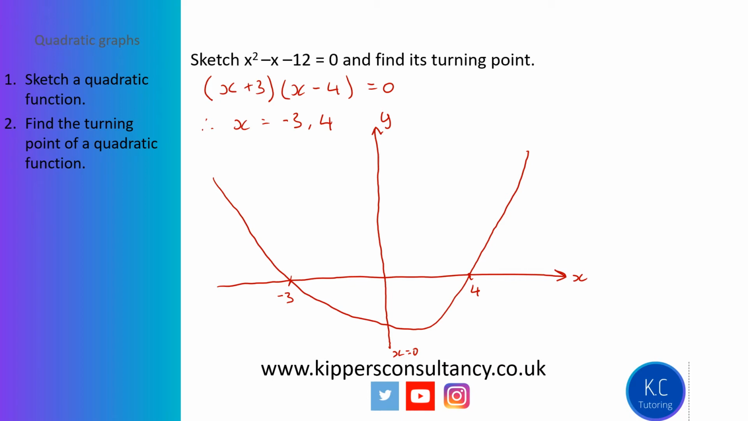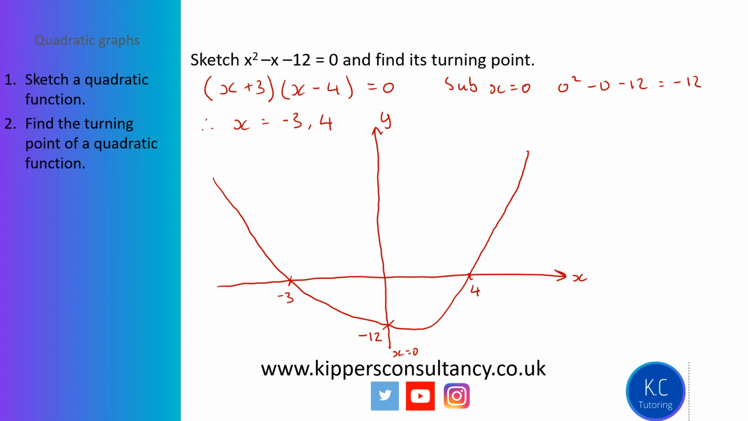To work out where the graph cuts the y-axis, well, the y-axis is essentially the line x equals 0. So if we want to work out where any function cuts the y-axis, we sub x equals 0 into the original function. Doing this gives us 0 squared minus 0 minus 12. That's equal to minus 12. So our quadratic function cuts the y-axis at minus 12.